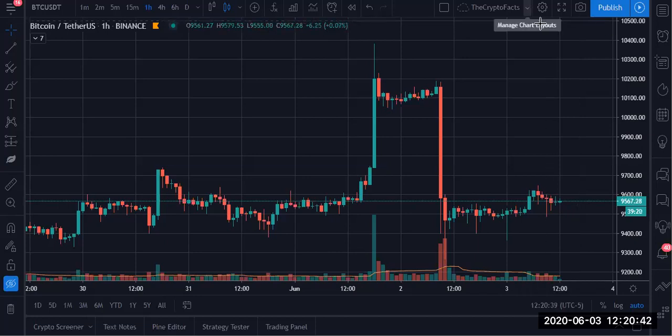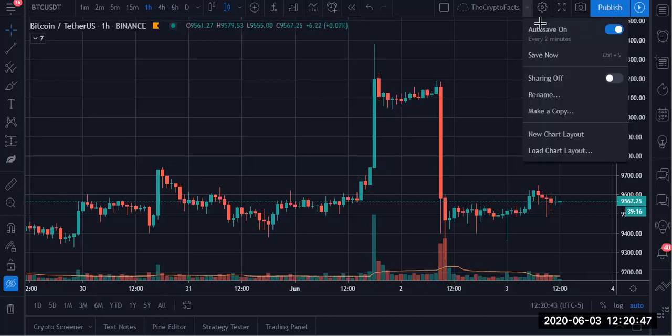So you have managed chart layouts. Now, you have to have a paid account for this. It's only like $10. There's a referral link somewhere. Maybe I'll drop it here, maybe I won't. But yeah, so I'm going to go to new chart layout.